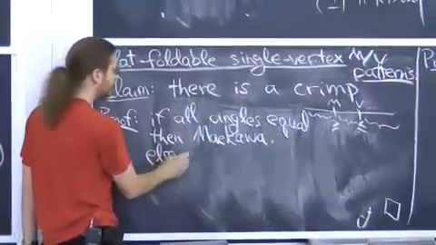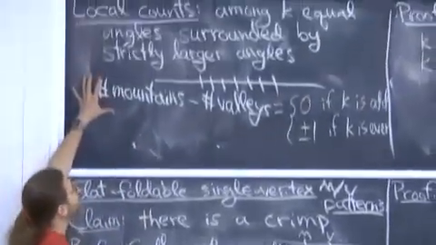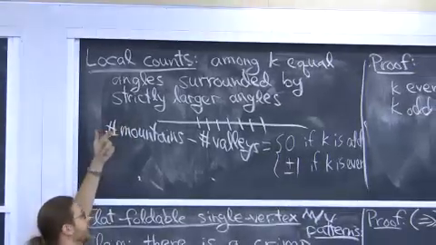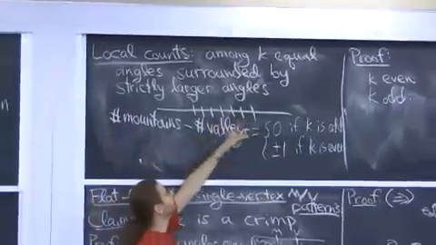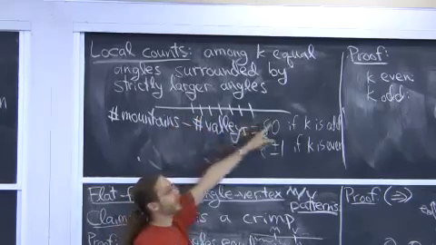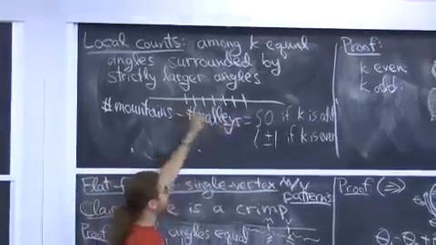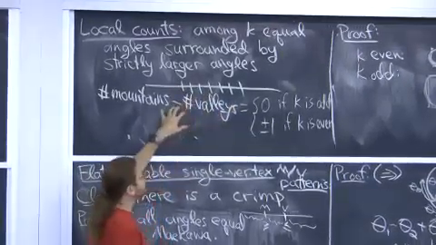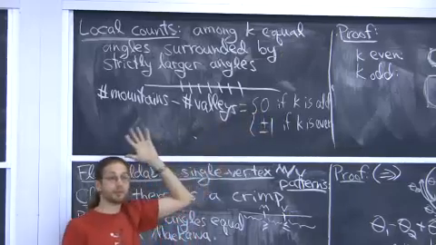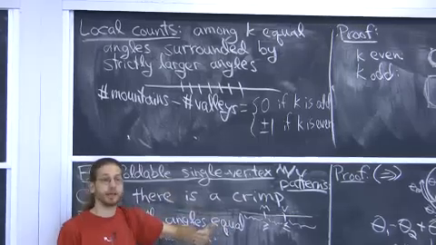Otherwise, if they're not all equal, then I can apply this local counts result. Take the smallest angle, take one instance of the smallest angle, there could be many of them, find all of its neighboring friends that are equal. Then I know that the next angles before and after have to be strictly bigger. Then I know that the number of mountains and valleys in here, if I look at the difference and it's 0, that means the number of mountains equals the number of valleys, therefore there's at least one of each. And therefore there's a transition from mountain to valley in there.